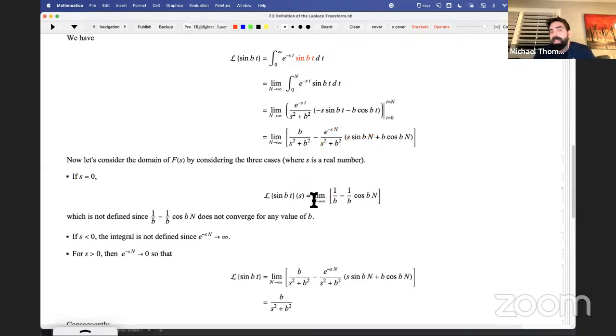Now, if you try taking this limit, there's the problem. There's no problem here. You can take the limit of a constant, it doesn't move. The problem is right here, more specifically, it's the cosine. This thing just keeps bouncing forever. There's no damping there. 1 over b is just a fixed number, so it just keeps doing this. As you take the limit as t goes to infinity, it just keeps oscillating back and forth between negative 1 over b and positive 1 over b. So it's not really going to approach anything. It doesn't converge. So that means that S equals 0 can't be in the domain of our transform.